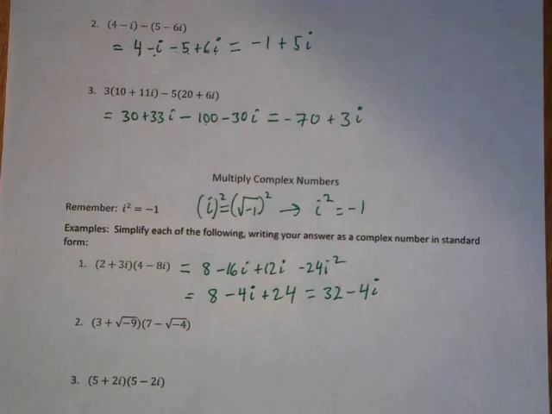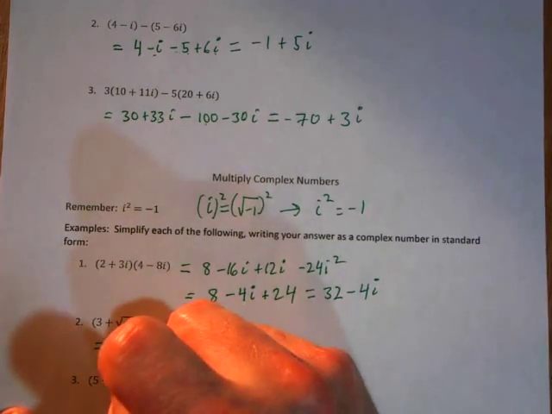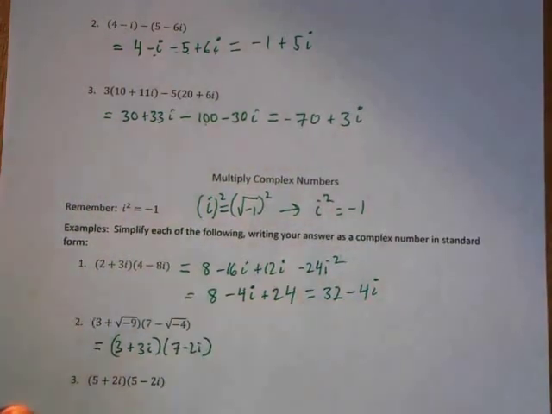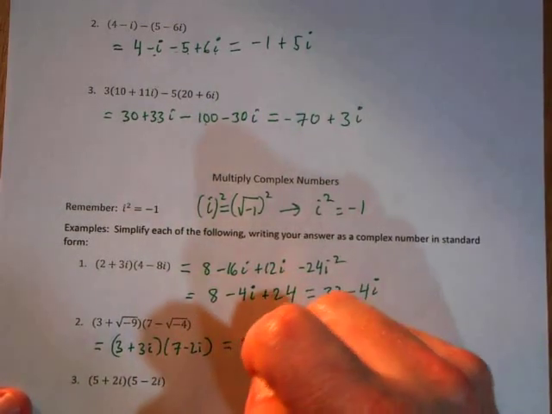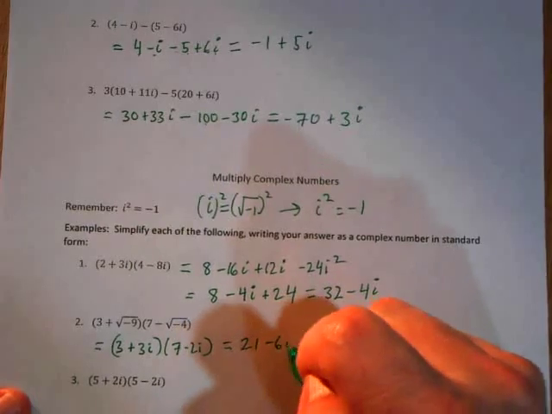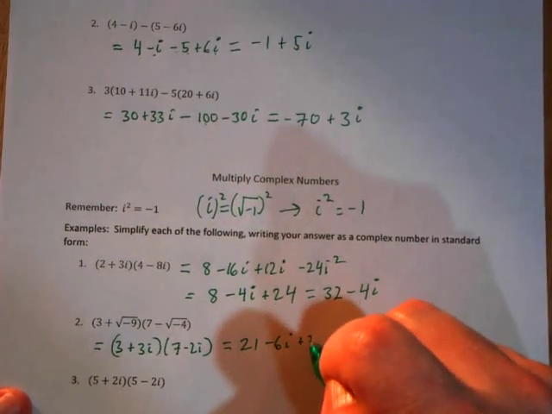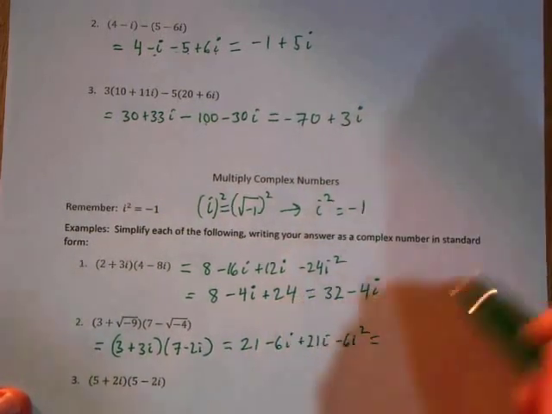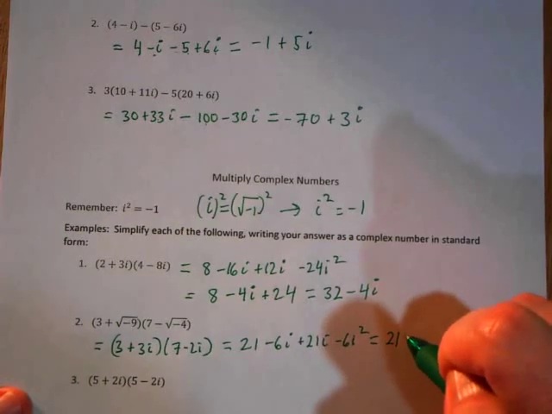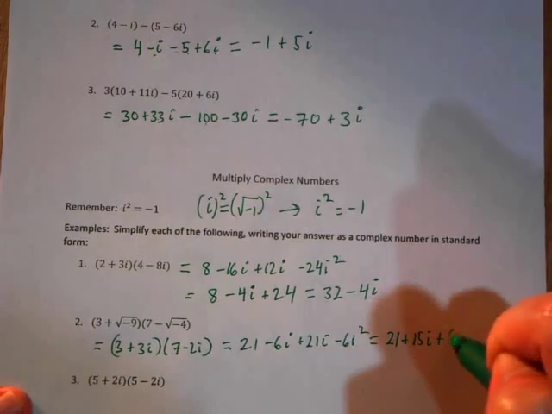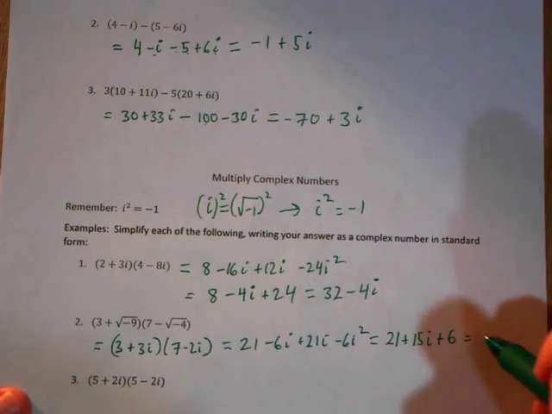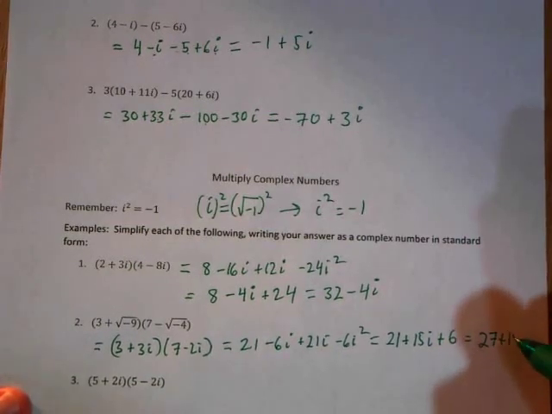Combine your like terms. All right, this one, before I multiply, I would write this as 3 plus 3i times 7 minus 2i. Clean up those square roots, and then go ahead and multiply. 21 minus 6i plus 21i minus 6i squared. So that's going to be 21 plus 15i plus 6. Again, I'm using the fact that i squared is negative 1. A negative and a negative makes a positive. Final answer, 27 plus 15i.